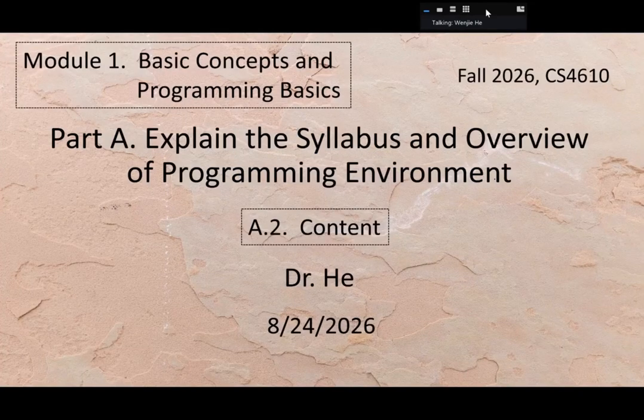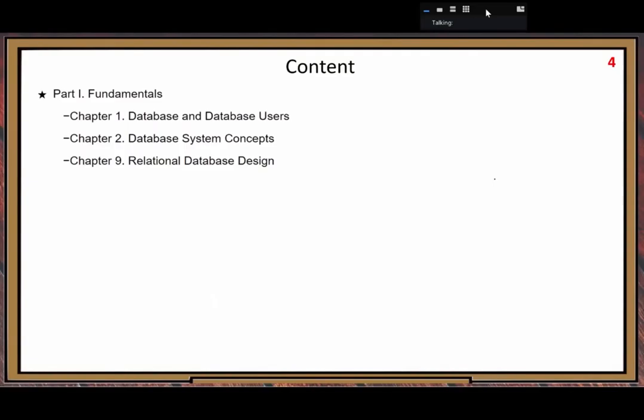Now let's look at several basic things for this class, the content we are going to learn. Part 1, fundamentals. In the first part, we need to learn the basic knowledge of databases. These 3 chapters cover basic concepts and the basic structure of relational databases. I will show you some examples.